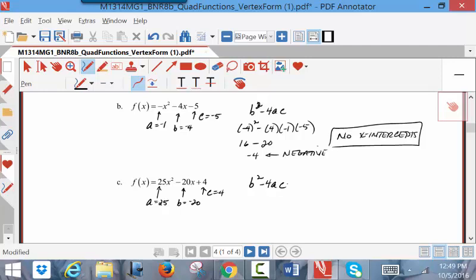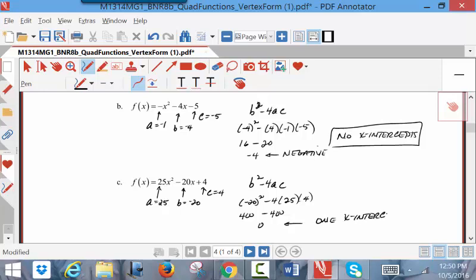Again, you're just computing the B squared minus 4AC. So this is going to be B, a huge number, negative 20 squared, minus 4 times 25 times another 4. These are big numbers. This is 400 minus, 4 times 25 is 100, times 4 is 400. So this one equals 0. So if it equals 0, what does that mean? One x-intercept.